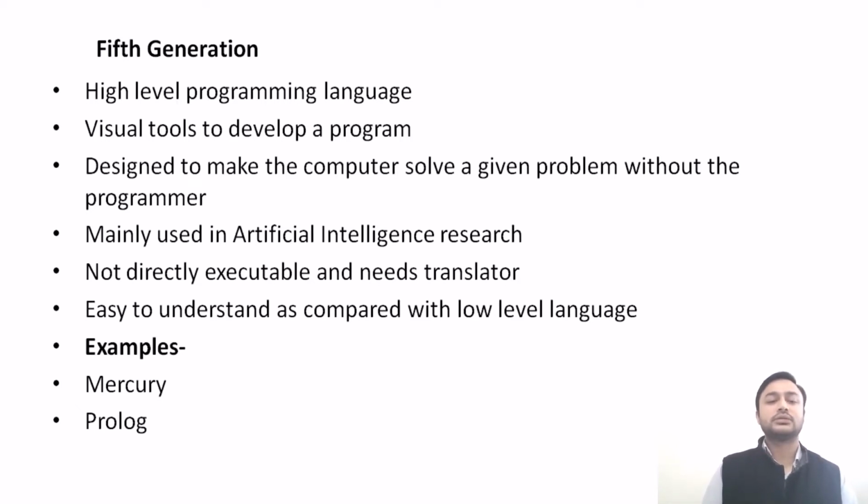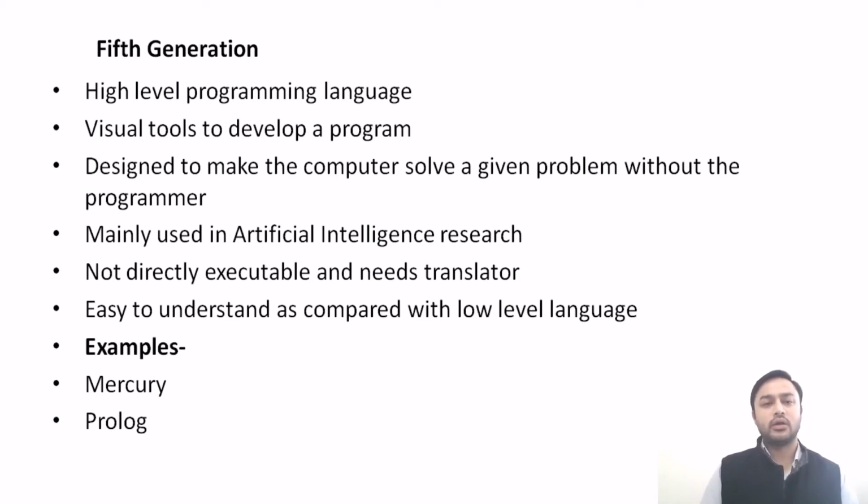This type of language is also easy to understand as compared with the low level language, because low level language consists of binary numbers, that is 0 1 0 1 0 1. So it is not easily understandable by human beings. So high level languages are more easily understandable, and easier to learn as compared with the low level language. In case of fifth generation, the examples are Mercury and Prolog.